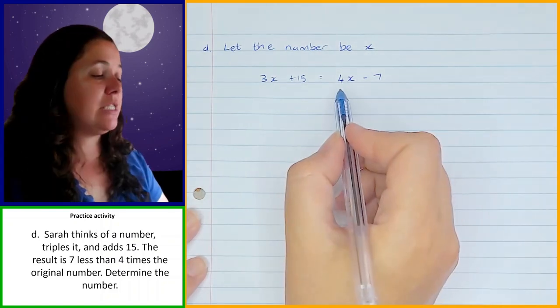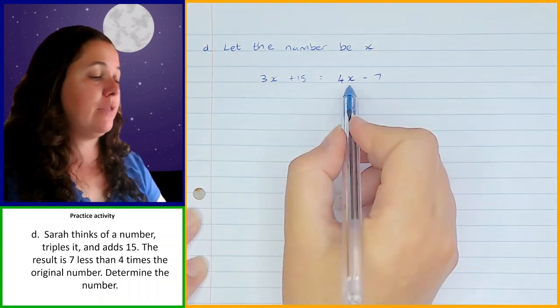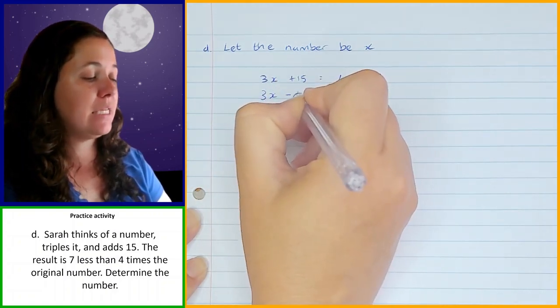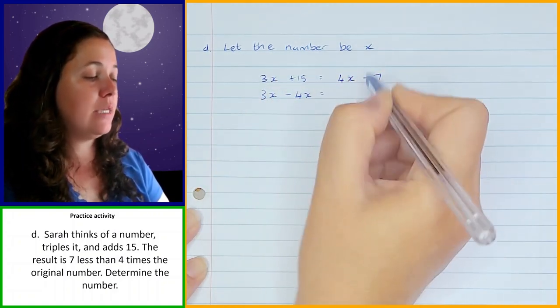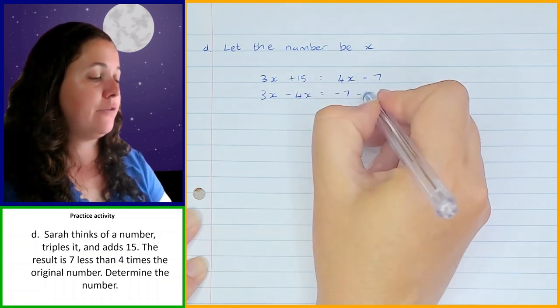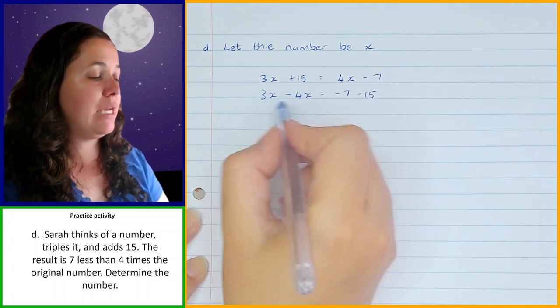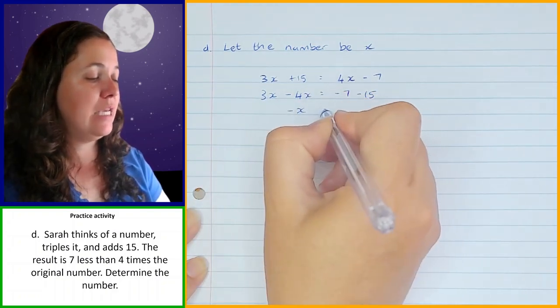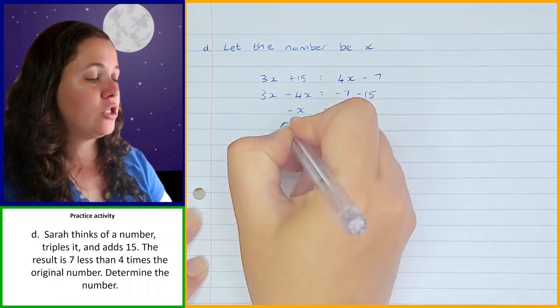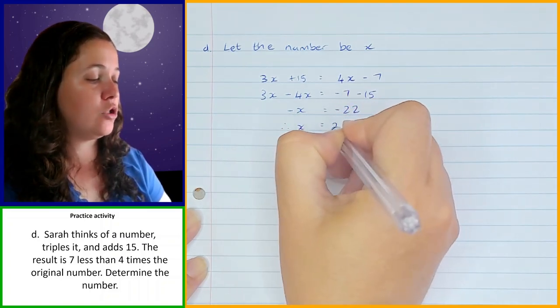So now I'm going to take my x's to one side. I'm going to get rid of the x on this side. So I'm going to subtract on both sides. So I have 3x minus 4x equals. Then here I've got minus 7. I'm going to get rid of that over here by subtracting 15 on both sides. Then I get 3x minus 4x is negative x equals. Negative 7 minus 15 is negative 22. So therefore, x is equal to 22.